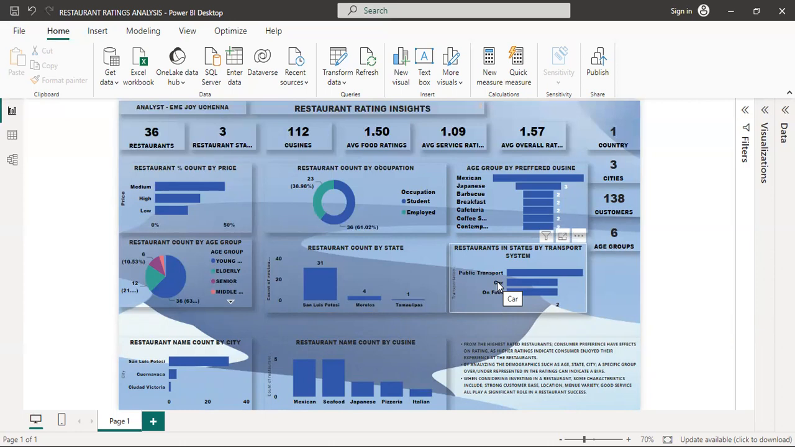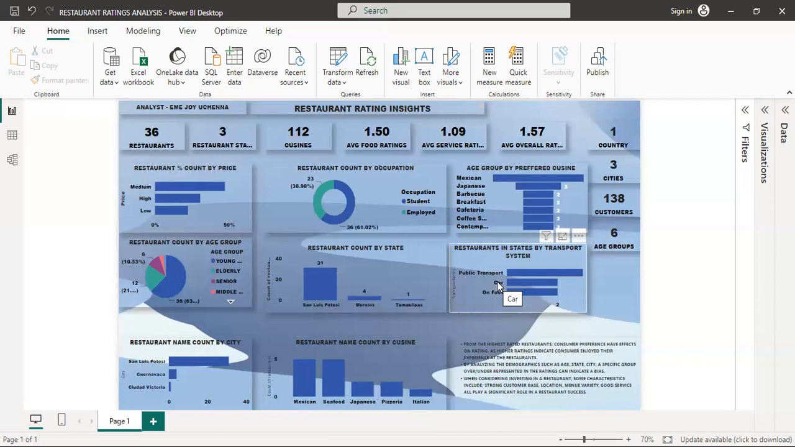Customer analysis. For age and preferences, I delved into customer age groups and their corresponding food and service ratings. This analysis shed light on the varying expectations and experiences of different generations. By studying the demographics of customers, I gained insights into their preferences and behavior. This knowledge enables restaurant owners to target their marketing efforts effectively.